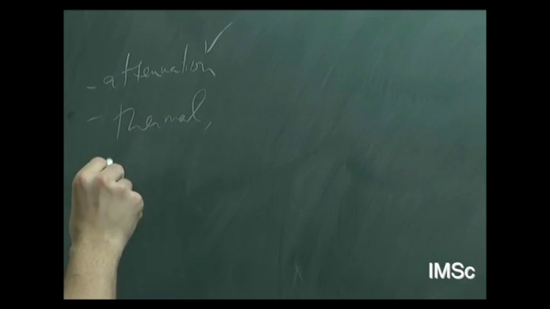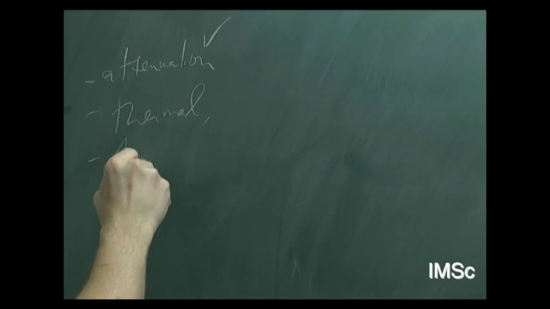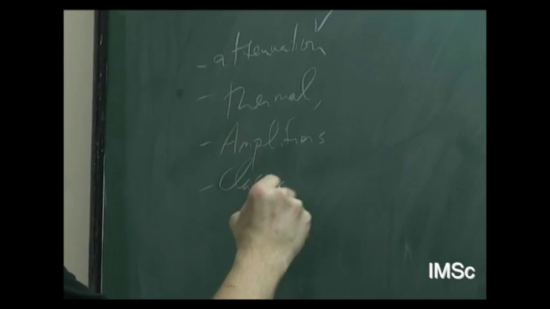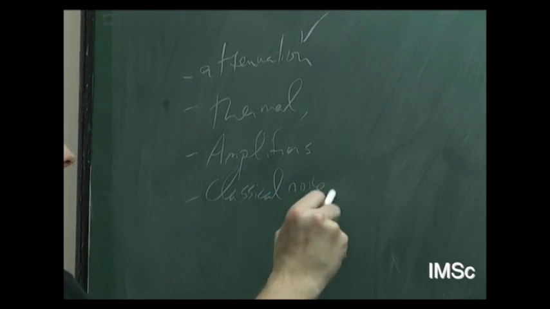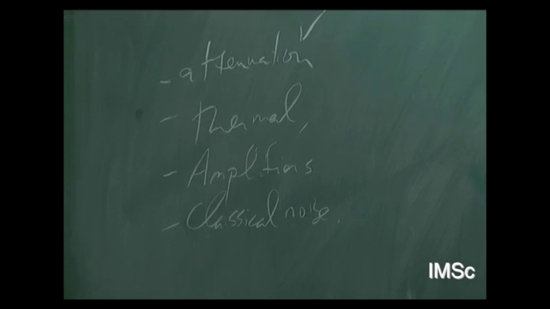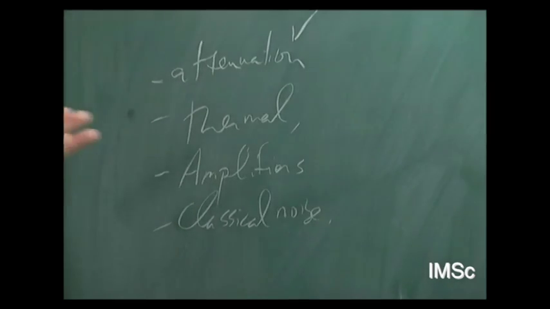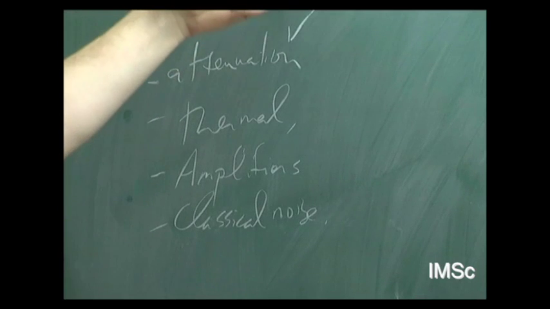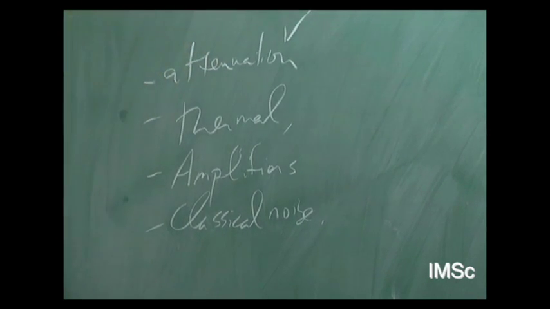For thermal and quantum limited amplifiers and classical noise channels, we're going to have to do a little more work, but the answer is going to be also that the optimal state to put into these in order to minimize the output entropy is going to be a vacuum state.